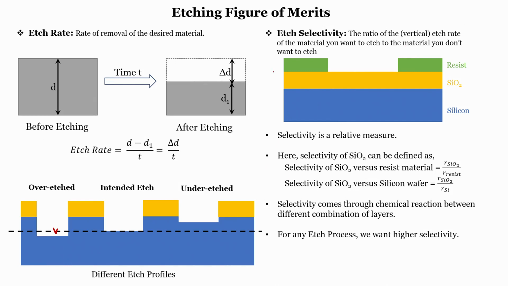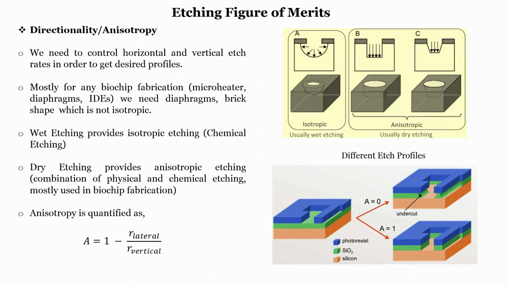So, here we have to use two selectivities. First one is selectivity of SiO2 versus resist material, and second will be selectivity of SiO2 versus silicon wafer. So, first one is given by the ratio R SiO2 by R resist, and second one is R SiO2 by R silicon. Selectivity comes through chemical reaction between different combinations of layers. For an etch process we want to have higher selectivity, right, as high as possible.